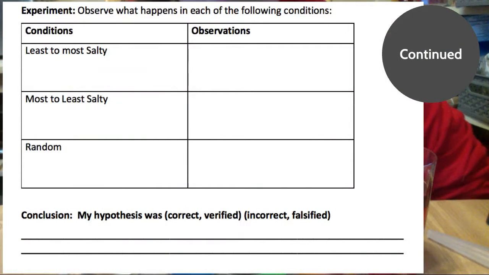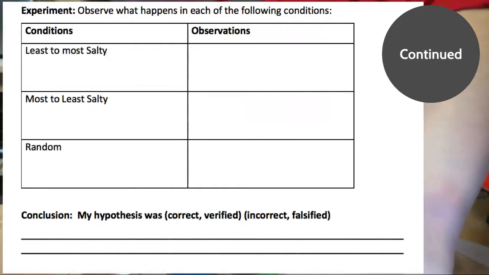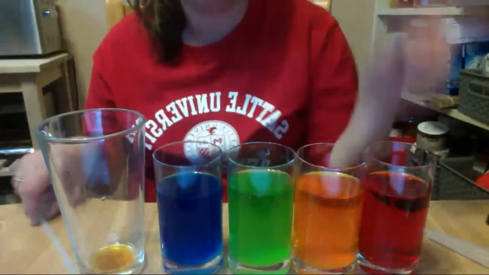Okay, so as we put in our observations, I want you to write what you observed. Again, we're collecting qualitative observations because this doesn't involve numbers. What I observed is that the rainbow was stacked, the colors did not mix. So now we're going to go most to least salinity, so we're going to go backwards.